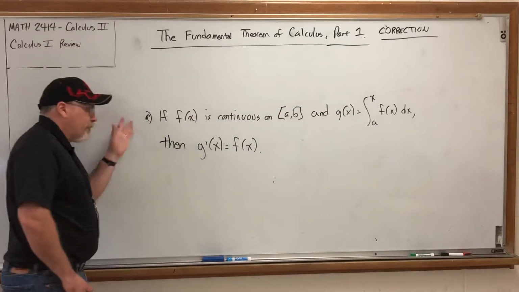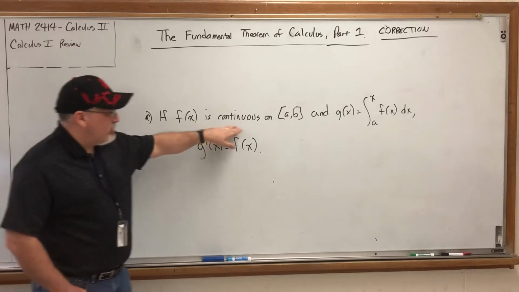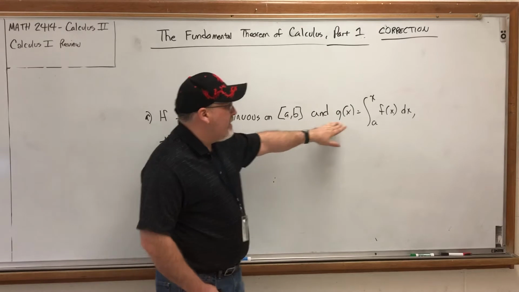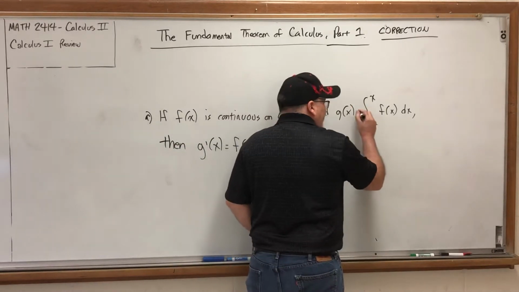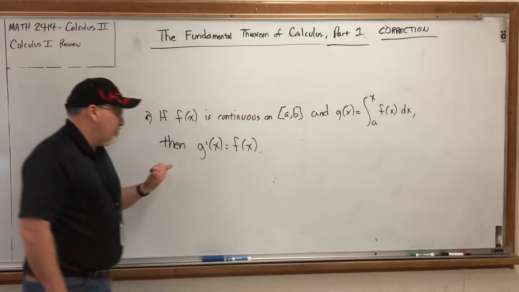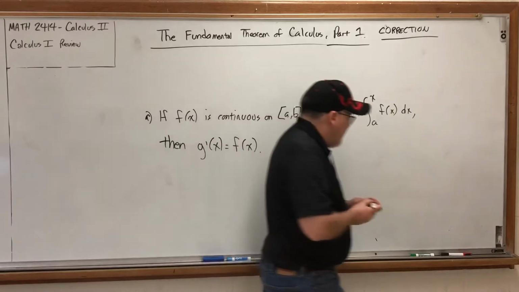That error was in the first part of the fundamental theorem of calculus that said if f of x is continuous on the closed interval a to b and g of x is equal to the integral from a to x of f of x dx, then the derivative of g is equal to f. So what's the error? The error is in the definition of g.